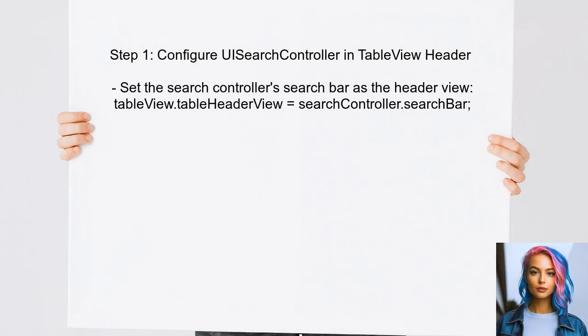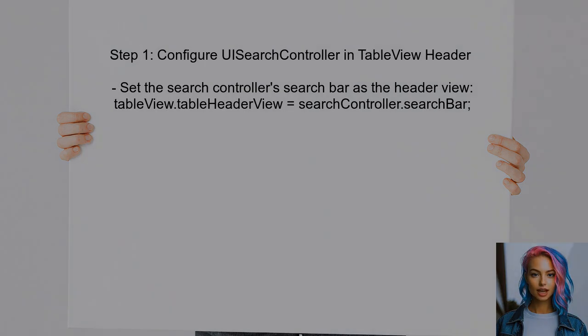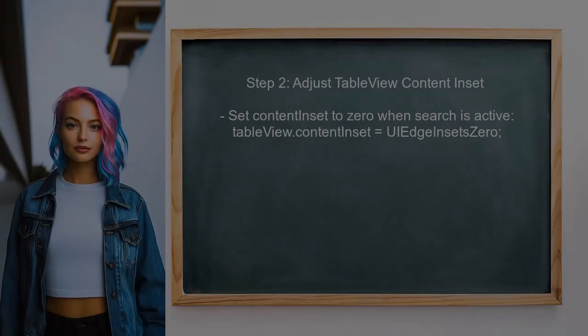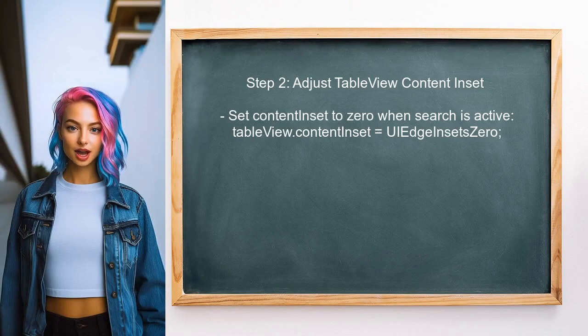To address the issue with the UISearchController's position, the user should first ensure that the search controller is properly configured within the TableView header. This involves setting the search controller's search bar as the header view of the TableView. Next, the user needs to adjust the content inset of the TableView. This can be done by modifying the content inset property of the TableView when the search controller is active. The user should set the content inset to 0 while searching.